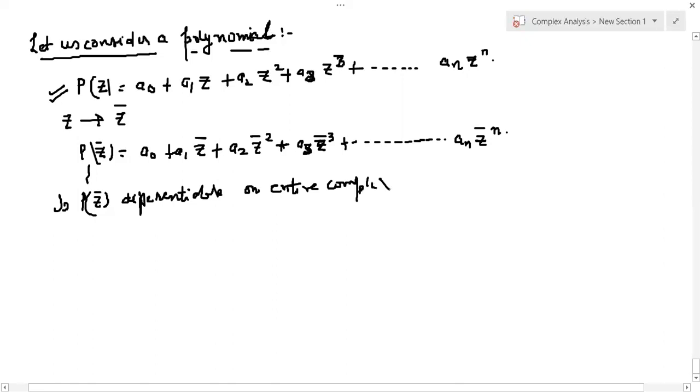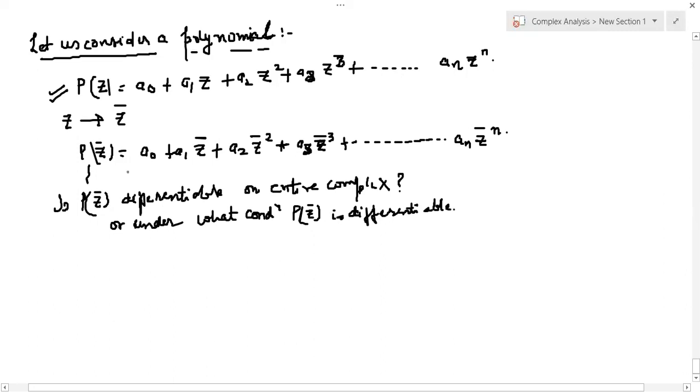Or what are those conditions? Or under what conditions does it become differentiable? Under what condition is P(z bar) differentiable? Okay, so let us address this particular thing first.